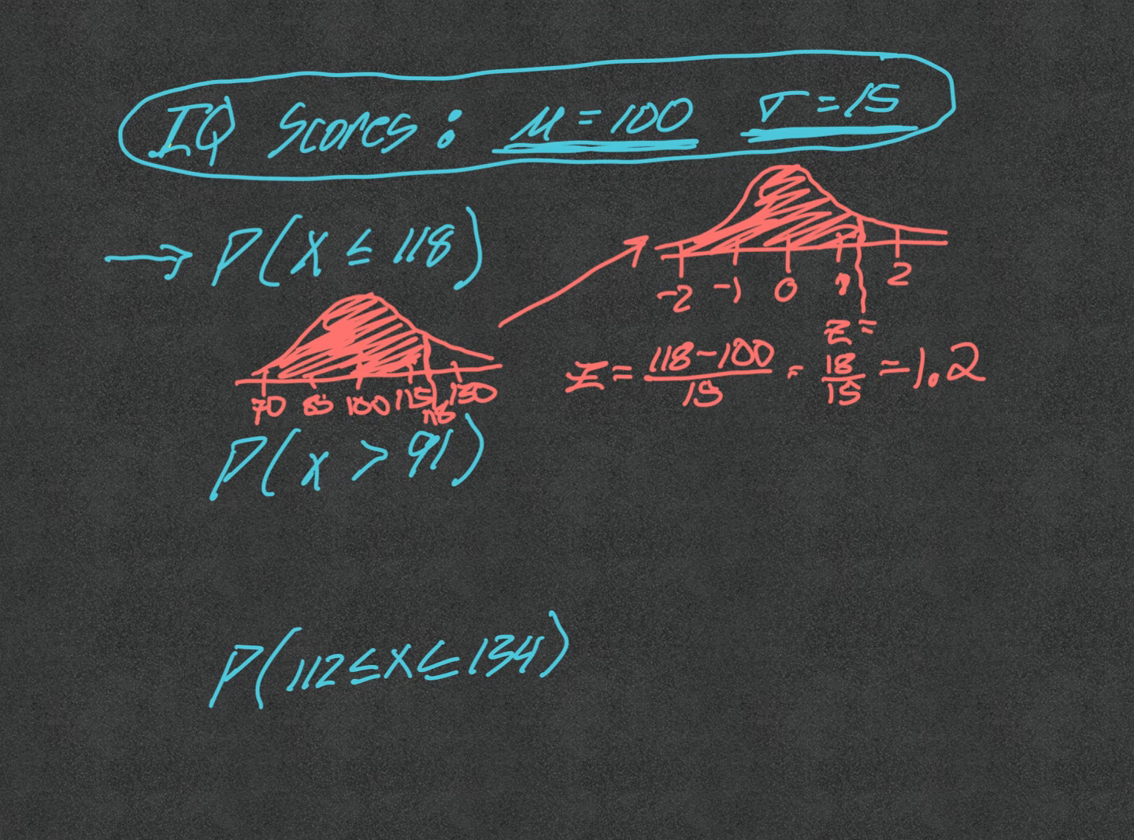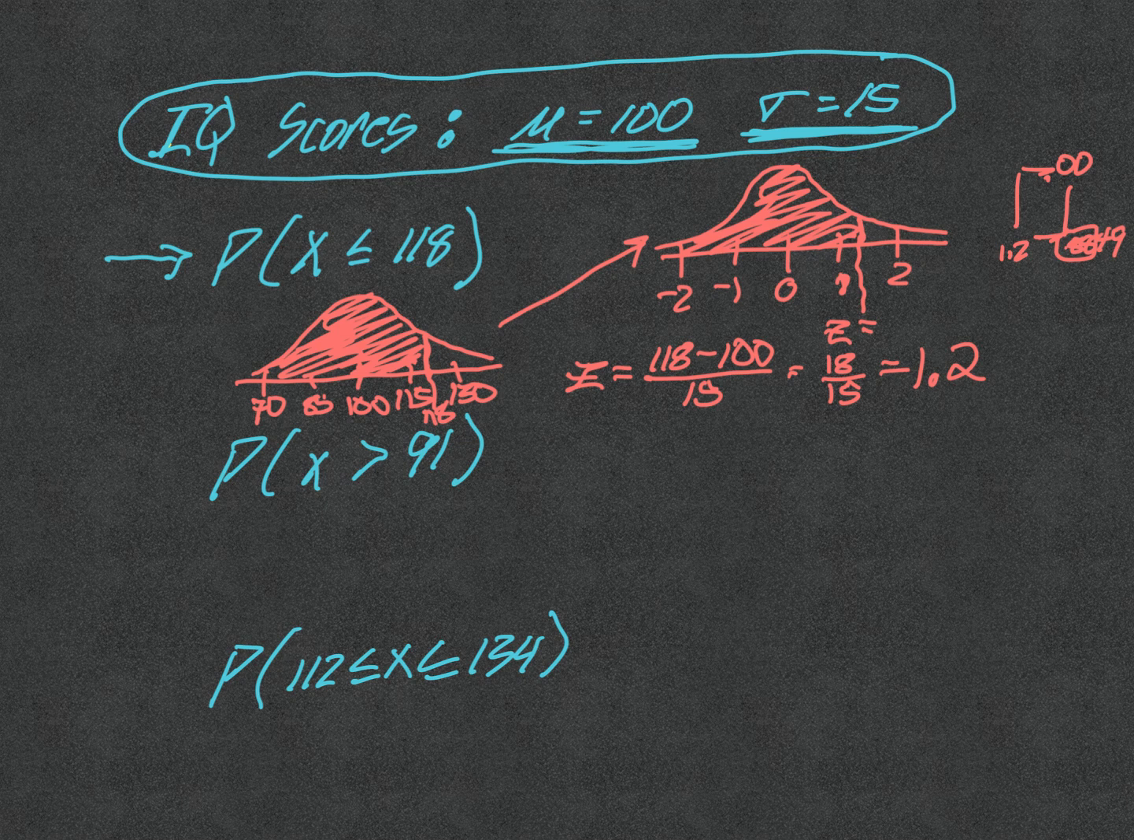And so when we look at the table, we get 0.8849. So remember, I got to find 1.2 and then on the top 0.00, so that's 1.20. And I go down, and right there is 0.8849, sorry, excuse me.